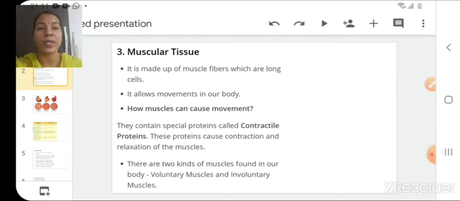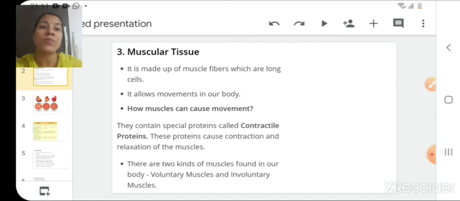It is made up of muscle fibers which are long cells and it allows movement in our body. So the question comes, how can muscles cause movement in our body? The answer is they contain special proteins called contractile proteins, and these proteins cause contraction and relaxation of muscle, and that is how the muscles result in movement of the body parts.